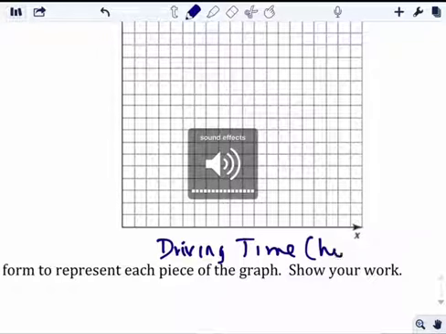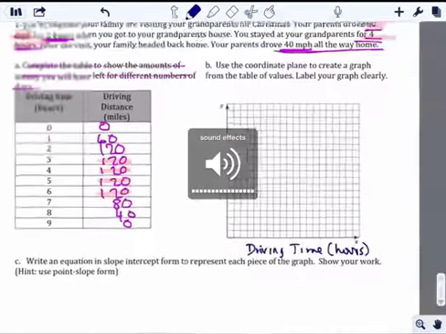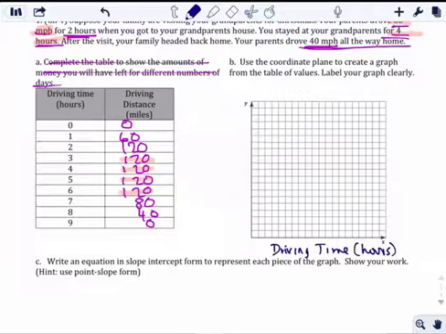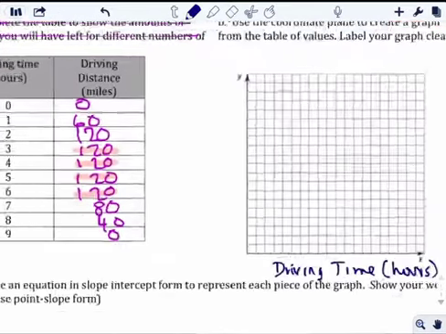And then I don't know why the sound effects keep showing up. How annoying.